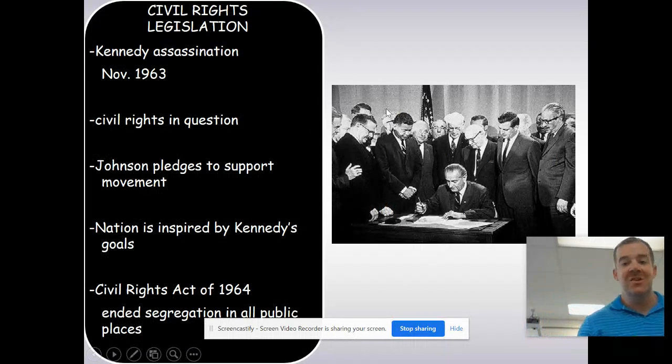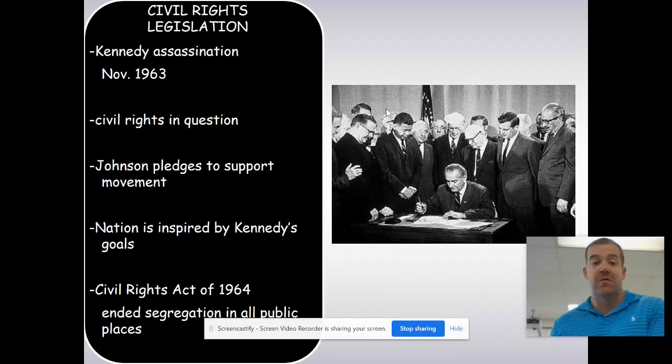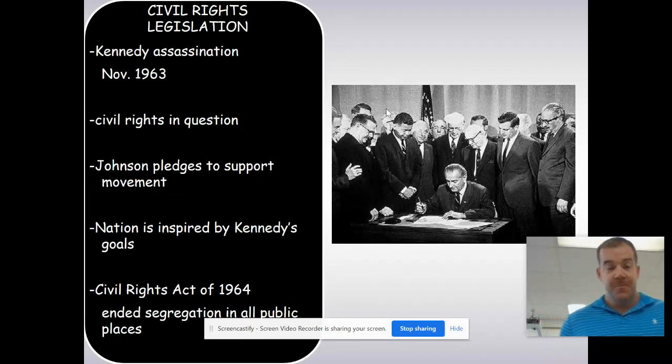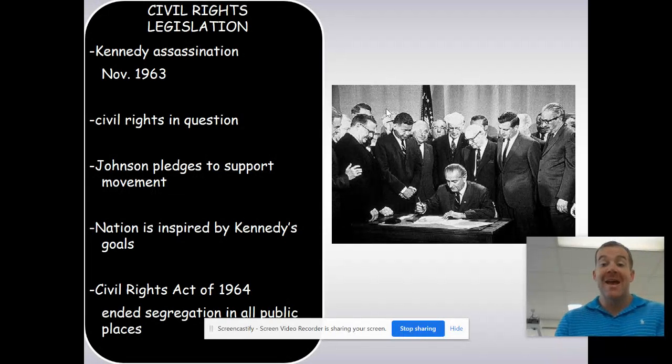Civil rights legislation. So here you have President Kennedy. This isn't him, this is Lyndon Johnson. President Kennedy had been an advocate for civil rights. Remember, he's the one that helped integrate the college in Mississippi. And he got assassinated by a former Marine. And you had Lyndon Johnson, the vice president, taking over, and Lyndon Johnson follows up with Kennedy's goals for civil rights and starts passing these civil rights acts to further enhance civil rights.